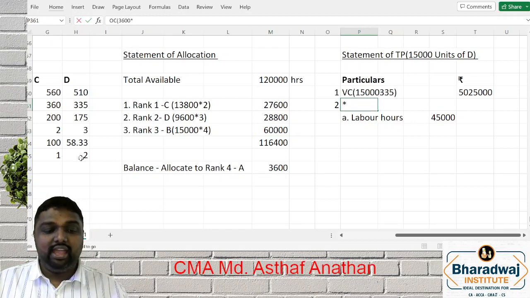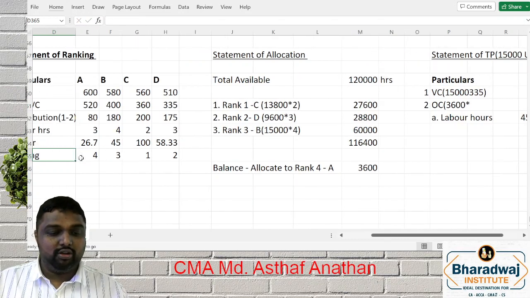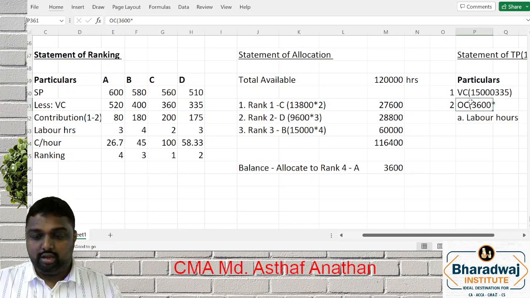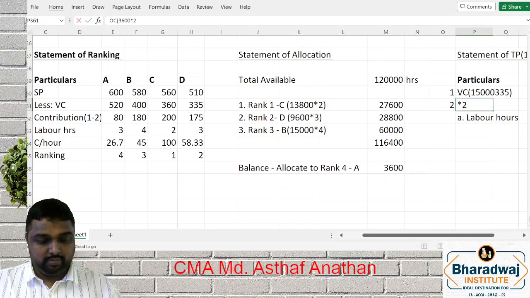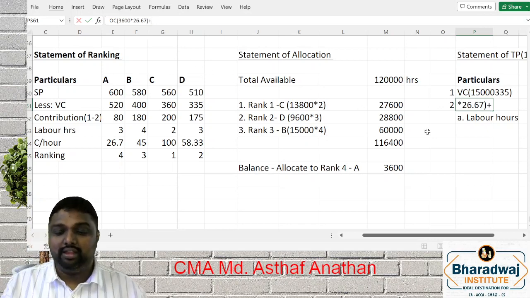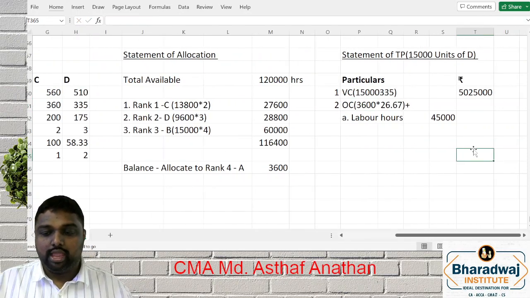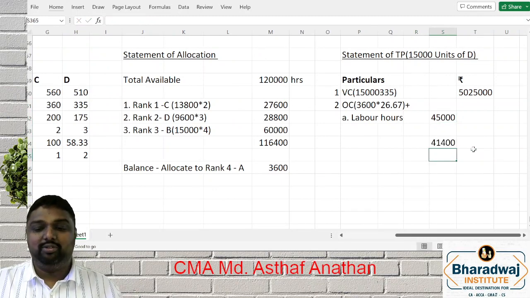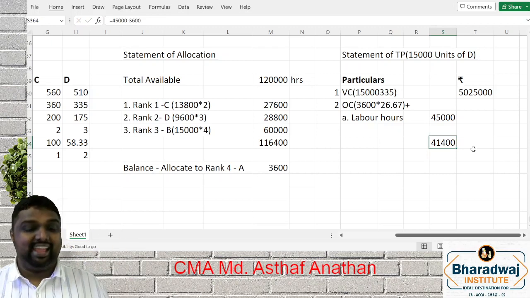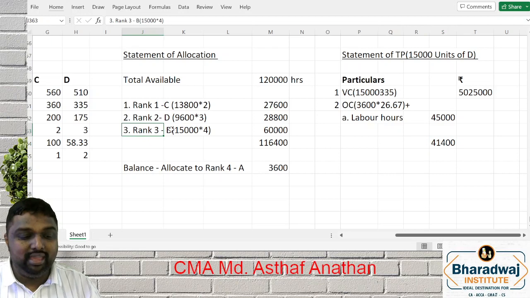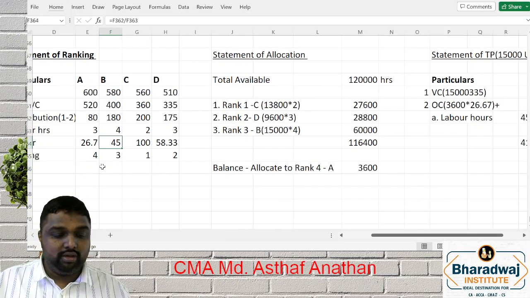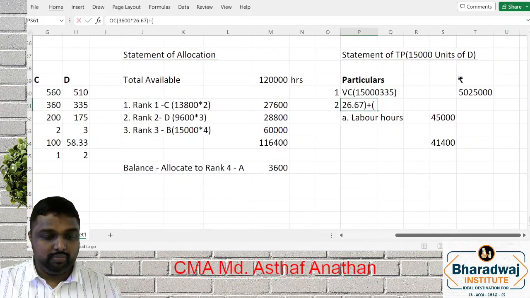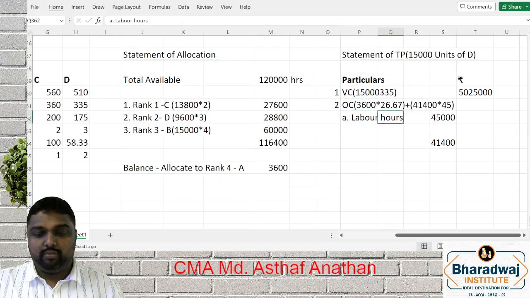What is the contribution per hour of A? Contribution per hour of A is 26.67. Now, what is the balance, my dear friends? Can you tell me the balance? Total you require 45,000. 3,600 only you got. So 41,400 you get. Next least ranking is rank 3, B. What is the contribution per hour of B? 45. So what you have to do now? This 41,400 you will take at 45.